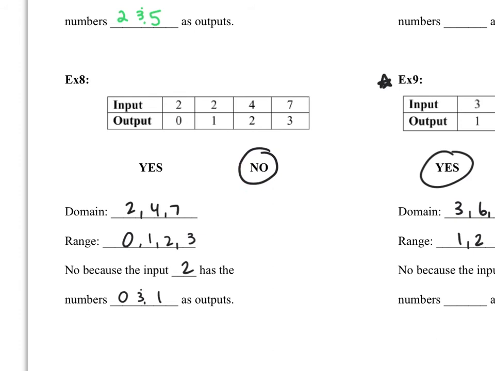My domain is just 2, 4, and 7. Now you could say 2, 2, 4, and 7, but you don't have to say how many times these numbers appear. There's only 3 numbers that appear in this row, and they're 2, 4, and 7. Your range is 0, 1, 2, and 3. And so again, this was a no because the input 2 had the numbers 0 and 1 as outputs.